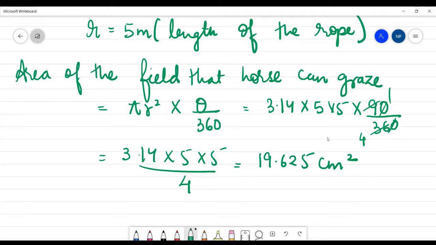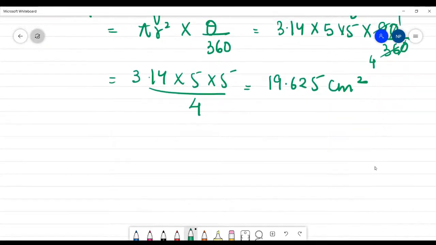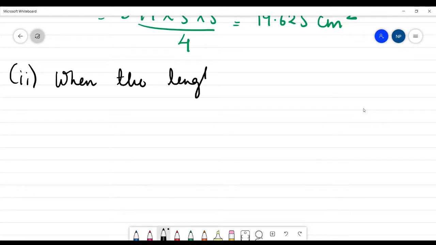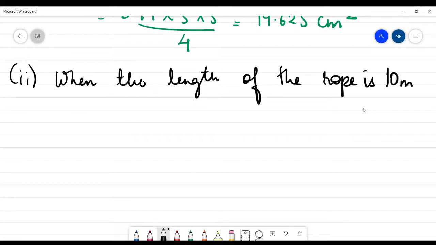Now let us move on to the second part. They are saying if the rope is increased to 10 meters. Alright, so here the radius is changing. We will write here, when the length of the rope is 10 meters, so over here we are going to write radius is now 10 meters.